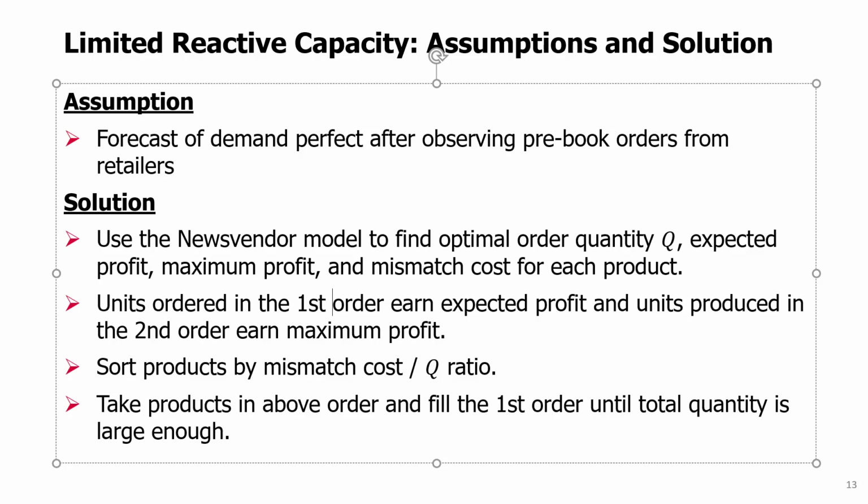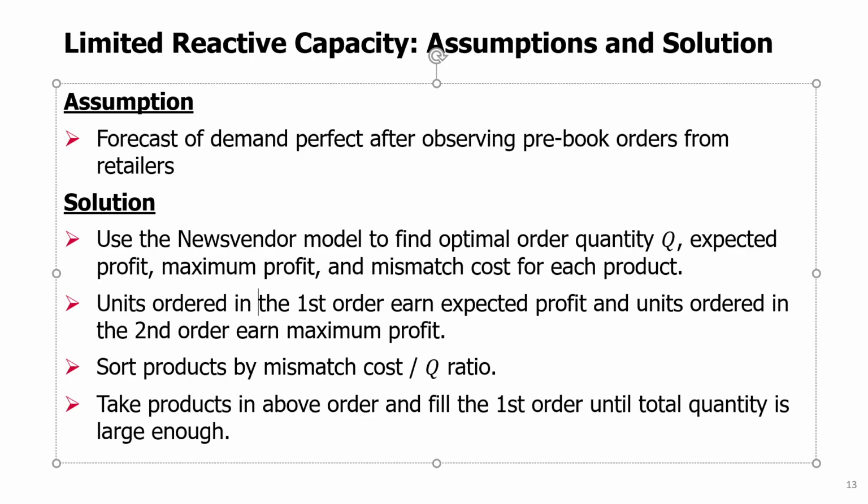in the first order opportunity, they earn expected profit, while units ordered in the second order opportunity earn maximum profit. Why is that? Because remember, in the second order opportunity, we have a perfect forecast. So we assume we will earn maximum profit. No longer will there be this mismatch cost. Mismatch cost becomes zero when the forecast is perfect. Right? So the idea will be to sort products, right?